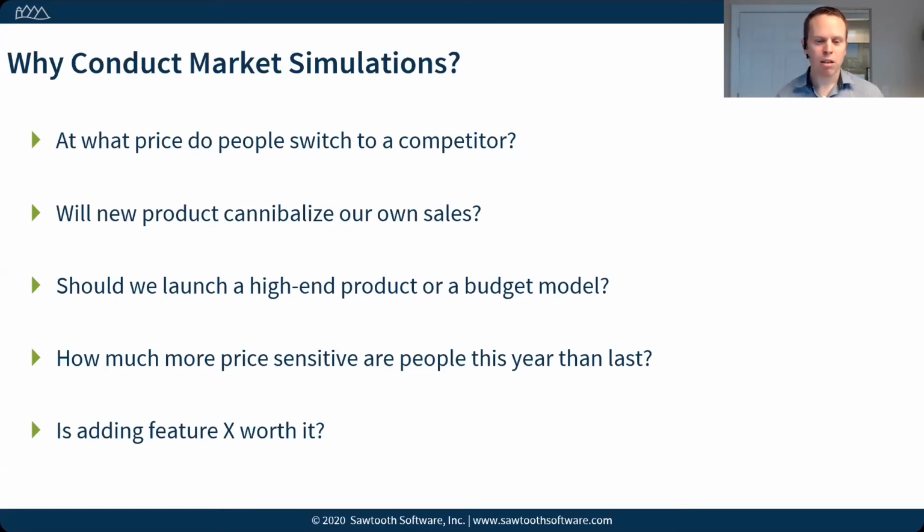We've also seen conjoints used for tracking studies to ask, how do things like price sensitivity or brand loyalty vary year to year? It also lets you test the willingness to pay for different features. Should we put the time and effort into developing feature X? Does it actually move the needle in a competitive environment where maybe there are some good alternatives already?